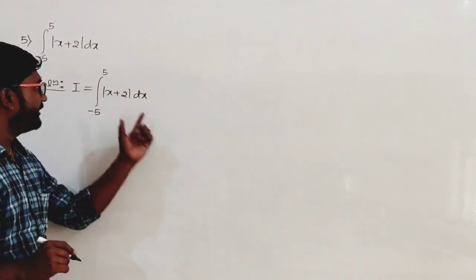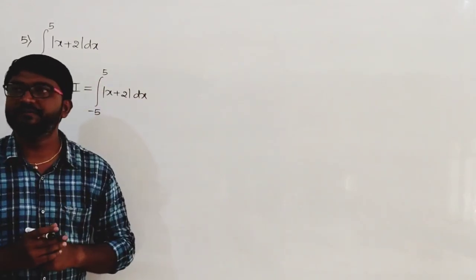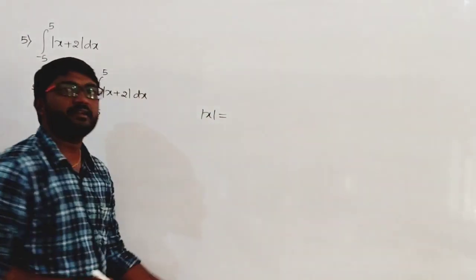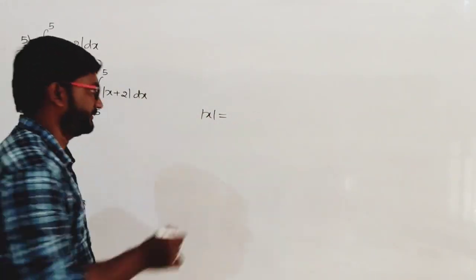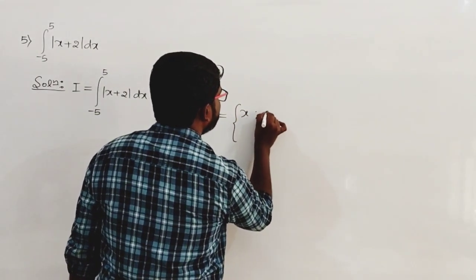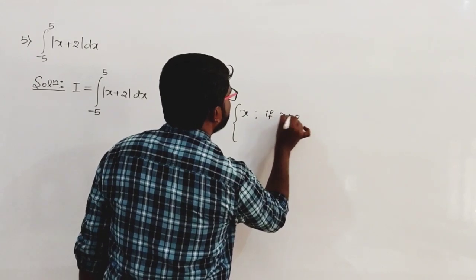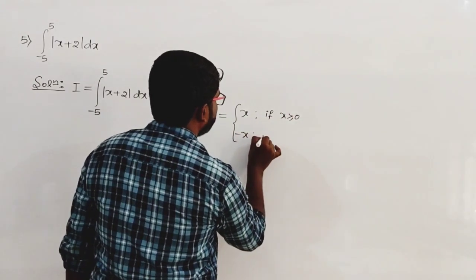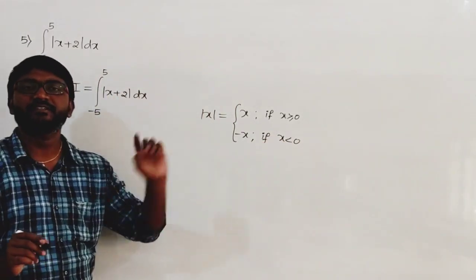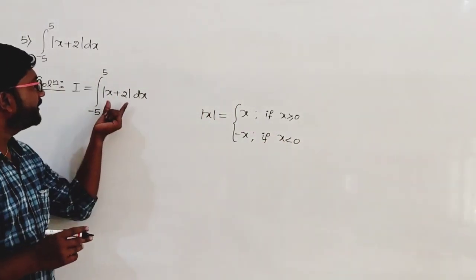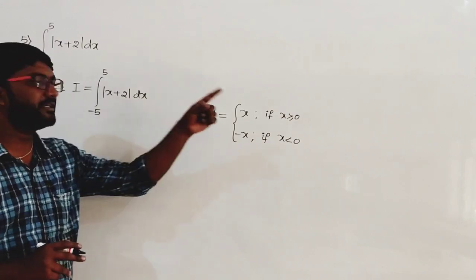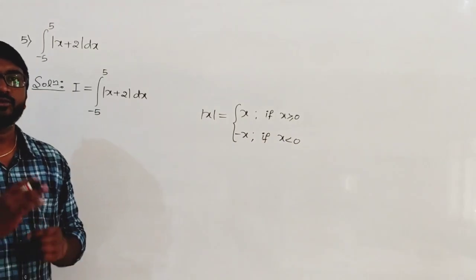Now we all know the definition of a modulus function. Here mod x will be plus x for some interval and minus x for other interval. Say here mod x will be plus x if x is greater than or equal to 0, and minus x if x is less than 0. So here x plus 2 is going to be positive for some interval and negative for other interval. So let us do that now.